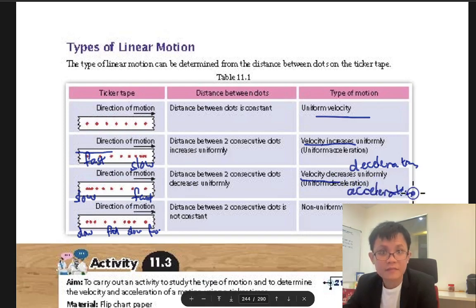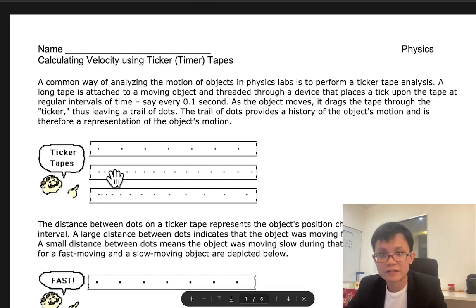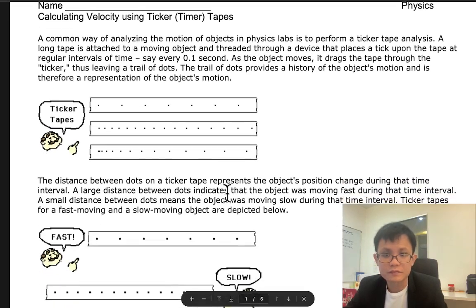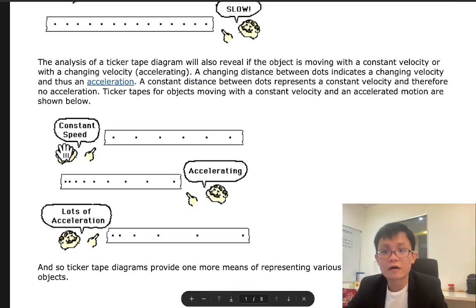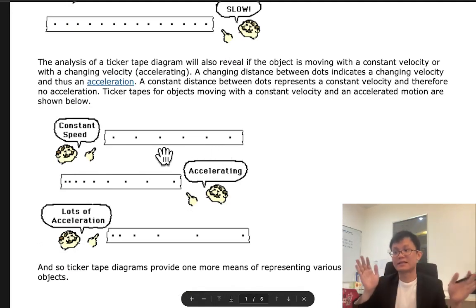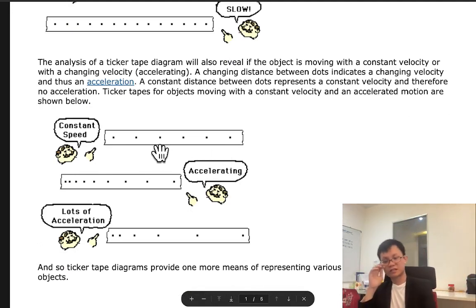I downloaded some notes. Let's look at the notes. I just go to Google and download some notes. So this is the ticker tape. This is fast. This is slow. Because the distance is fast, the distance is slow. Constant speed means the distance is the same. So it will be constant speed.